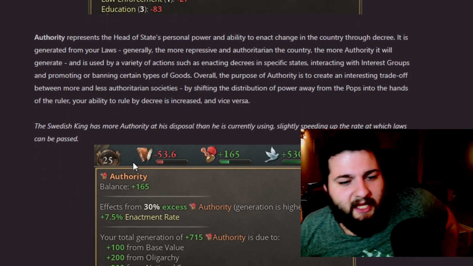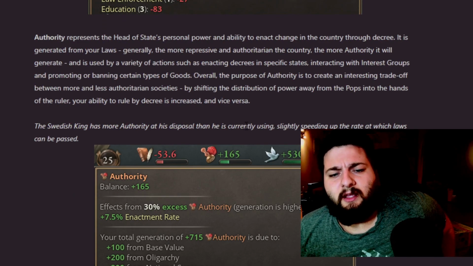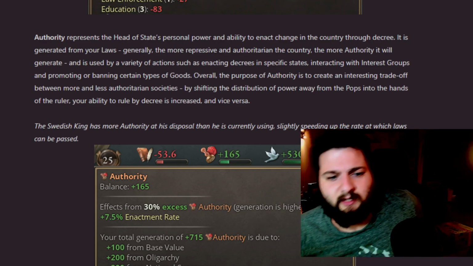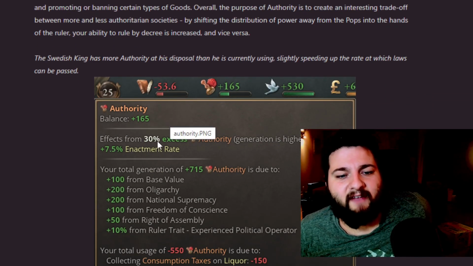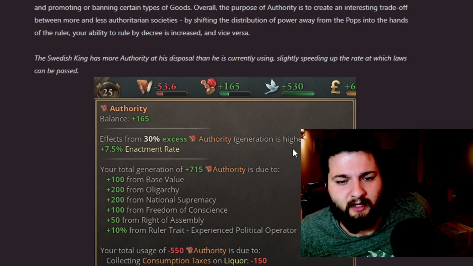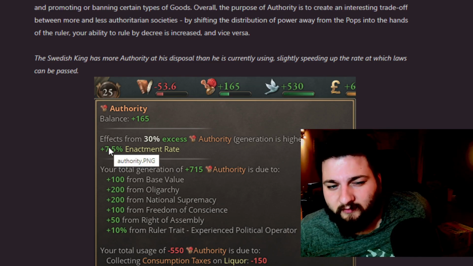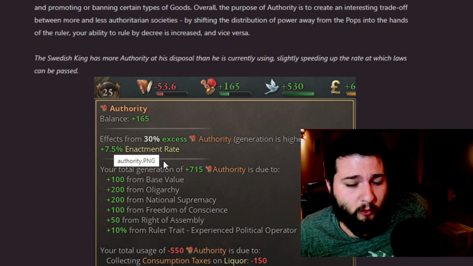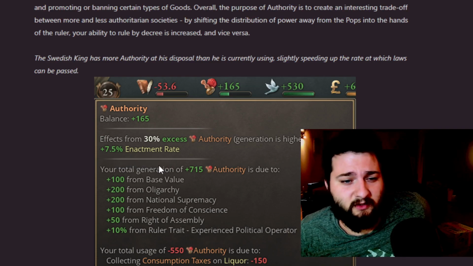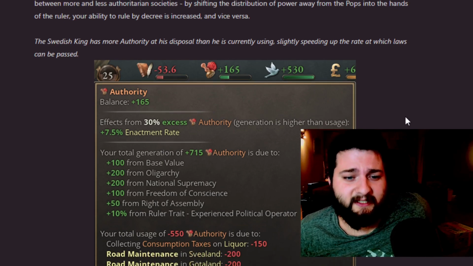The Swedish king has more authority at his disposal than he is currently using, slightly speeding up the rate at which laws can be passed. Interesting. So authority balance plus 165. The effect is 30% excess authority. Generation is higher than the usage. Increase the enactment rate of new laws by 7.5%. I believe laws will probably be like the reforms and like societal and political reform in Victoria 2. We'll probably get something in the same vein.